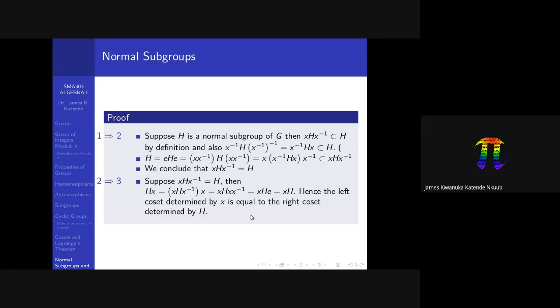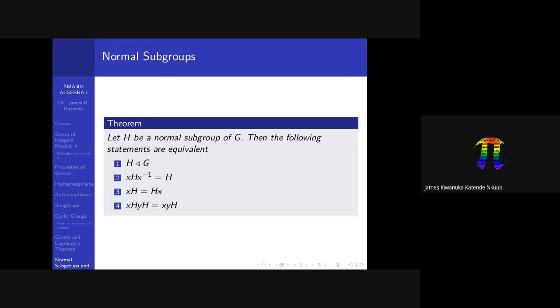Any questions? So we need to show that 3 implies 4. So if you check here, we need to assume that 3 is true and prove that if it is true, 4 must also be true.